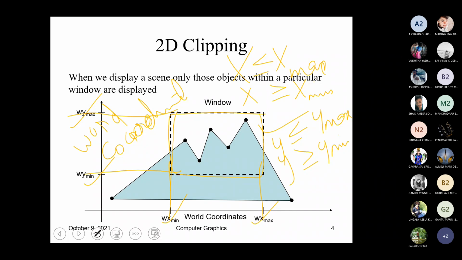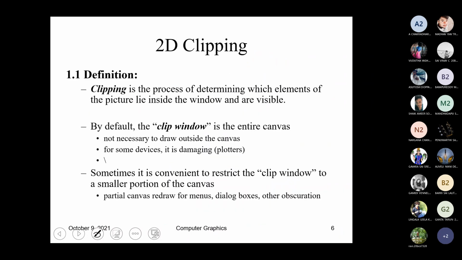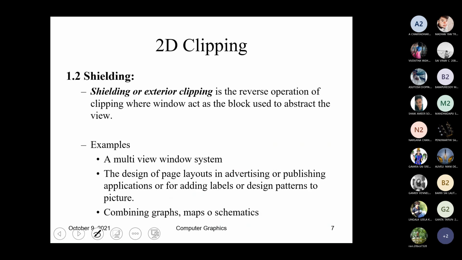Yes, ma'am. One by one we should study. I told you the clipping definition already. Another name for two-dimensional clipping is shielding or exterior clipping. It is the reverse operation of clipping, where the window acts as a block used to obstruct the view. In shielding or exterior clipping, only the inside part will be clipped off, and for the remaining part you will be able to see. Only this part you will get. That is called shielding, which is used for multi-view window systems.